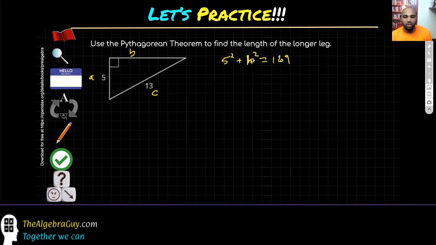Yes. So I almost thought this was a 6. All right, so I need to do 5 squared. I'm going to solve for b. So we're going to get b squared equals 169 minus 25, which is 144. To get rid of that squared, I need to do the square root. And the square root of b squared is just b. The square root of 144 is 12.